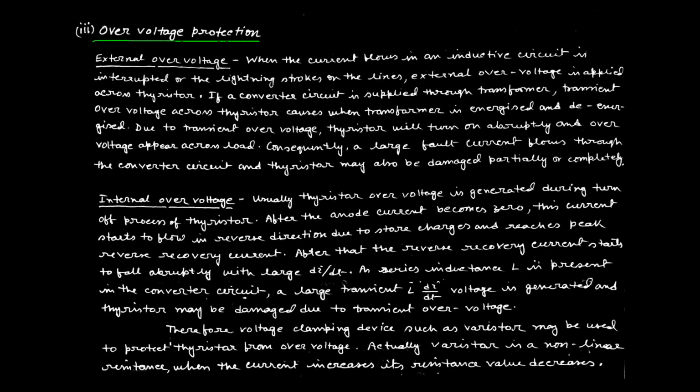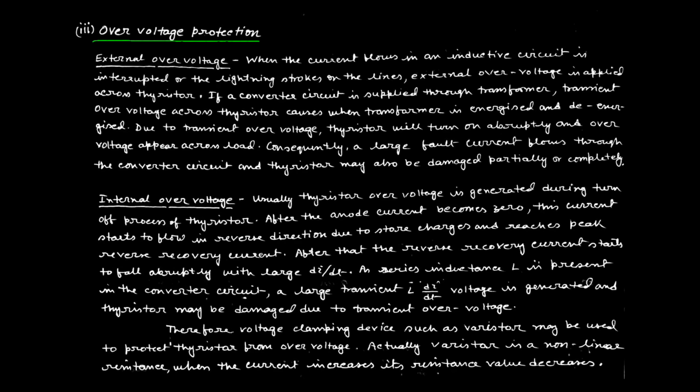If a converter circuit is supplied through a transformer, transient overvoltage across the thyristor occurs when the transformer is energized and de-energized during grid connection. Due to the transient overvoltage, the thyristor will turn on abruptly and overvoltage appears across the load. Consequently, a large fault current flows through the converter circuit and the thyristor may also be damaged partially and sometimes completely.